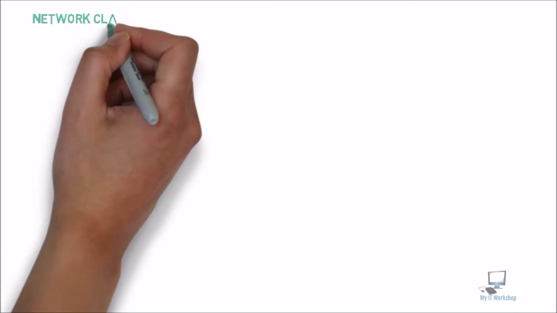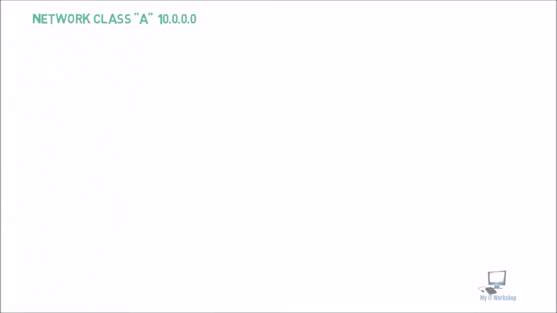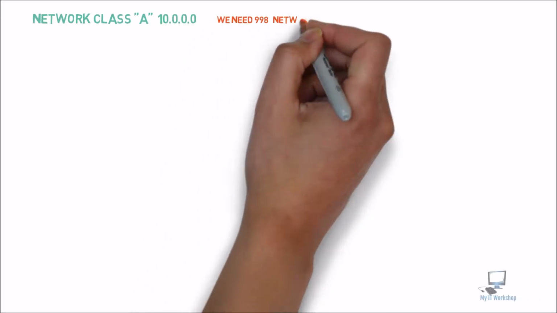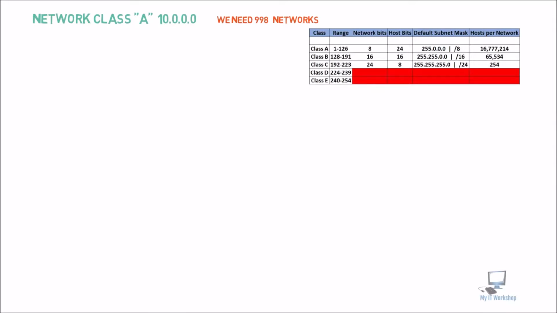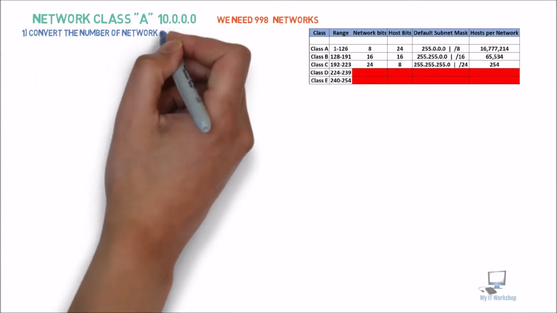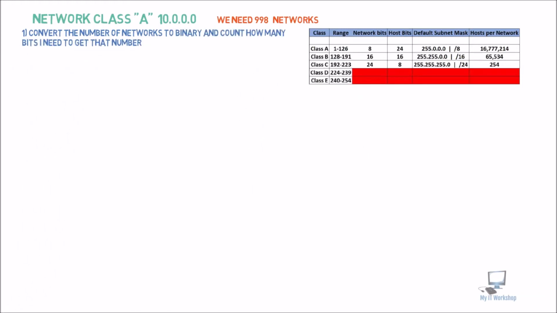So I'm going to choose a class A 10.0.0.0 that we have done, I believe, in the second or third video. And this is a really big network that we're going to do. Well, not networks. We need 998 networks, which is a lot. You might not need this many in any corporation at the same time, but for practicing, this is really good. So we have our graphic here, and we proceed to the first step: convert 998 to binary.